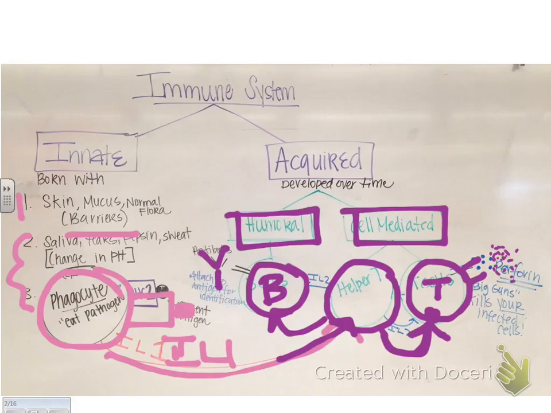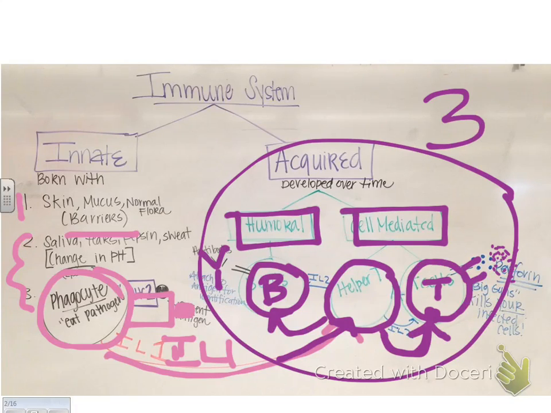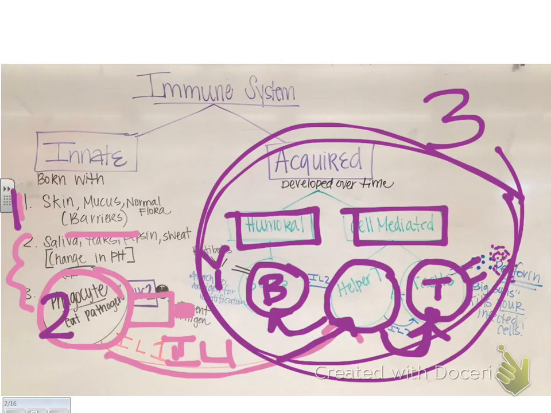So all this is cell-to-cell communication. This is your third line of defense. If it gets through the skin and it gets through the macrophages, then it's up to the T cells and B cells to handle it all.